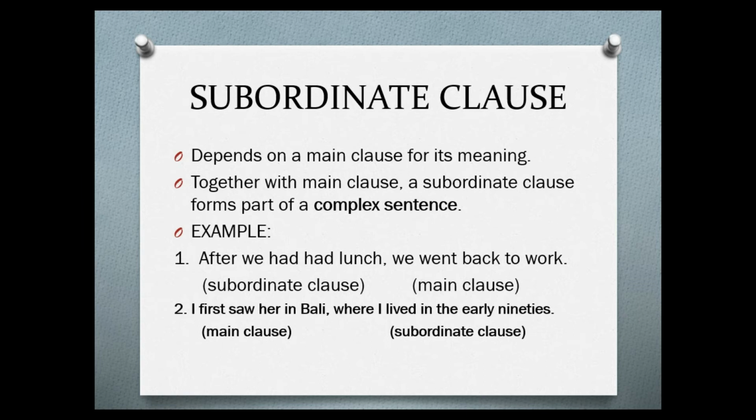Okay, and then you have to analyze. If the first clause is a subordinate clause, there is a comma after it. But if the main clause comes first, there is a comma with the conjunction, like in number 2. I first saw her in Bali, where I lived in the early 19th. This is a conjunction with a comma.